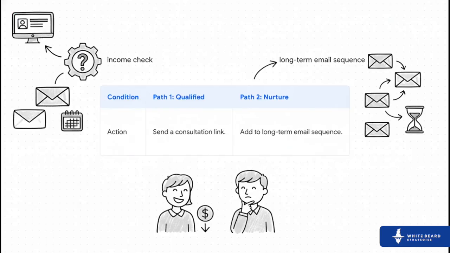And here's a perfect real-world example. Let's say a lead fills out a form and tells you their income. The workflow can instantly check, does this income meet our criteria? If the answer is yes, they go down path 1 and automatically get an email with a link to book a call. If the answer is no, they go down path 2 and get added to a long-term educational email series. You are sorting and personalizing your follow-up automatically without lifting a finger.